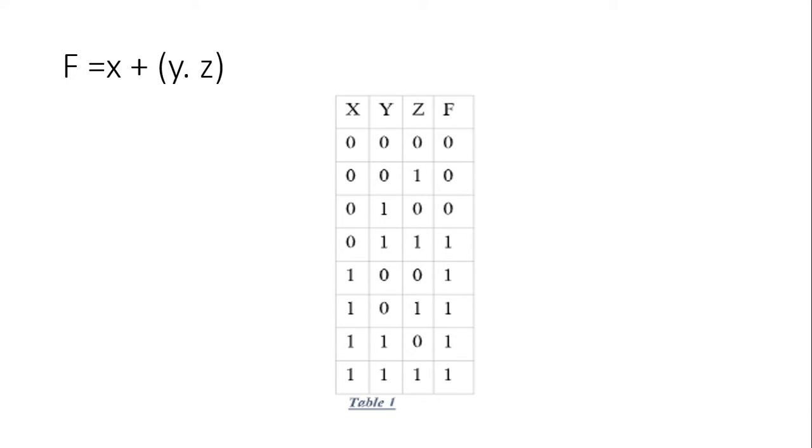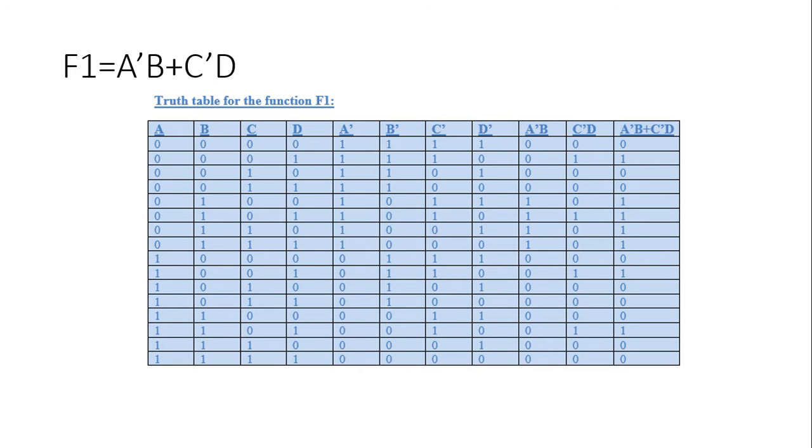The next truth table we will implement is for a function equal to x plus y dot z. For this function, it is clear that we will use a single AND gate and an OR gate, and the result is shown. This is the truth table for the 3 input variables, and we will implement that on Proteus as well. The next expression is A bar B plus C bar D. From the expression, it is clear that we will use 2 AND gates and 1 OR gate. That simulation is being recorded.